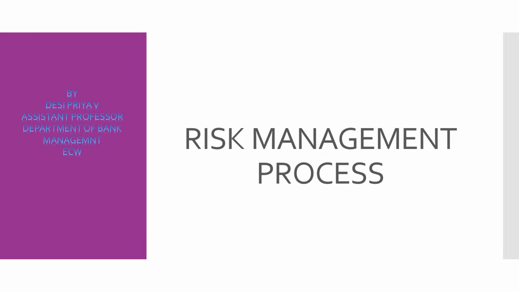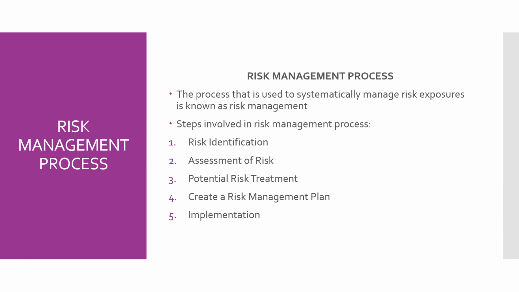Under risk, we'll be seeing the risk management process. The risk management process is what systematically helps us to manage risk exposures. There are a few steps involved in the risk management process. First is risk identification, then assessment of risk and potential risk treatment, creating a risk management plan, and finally implementing that plan.